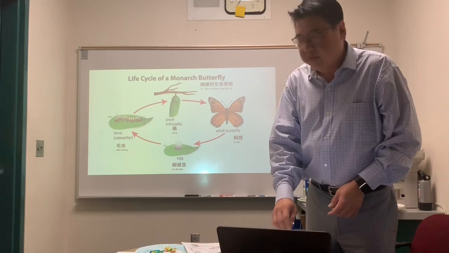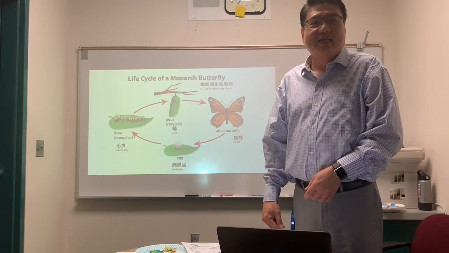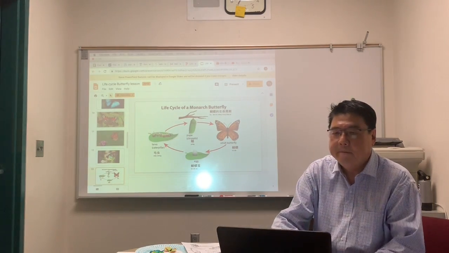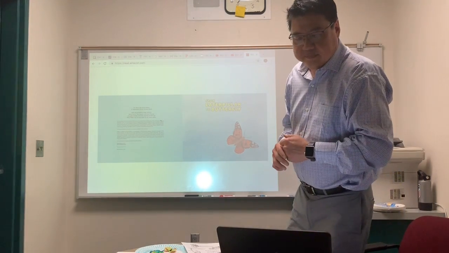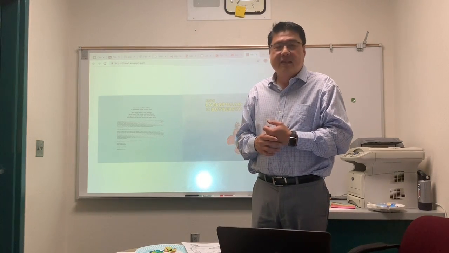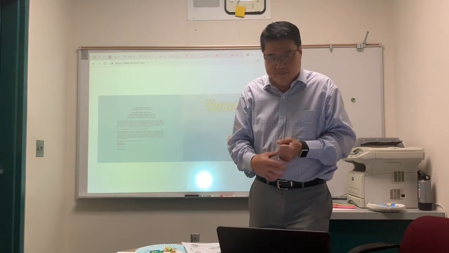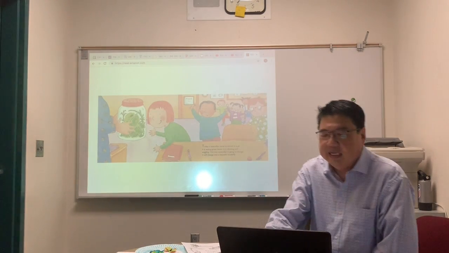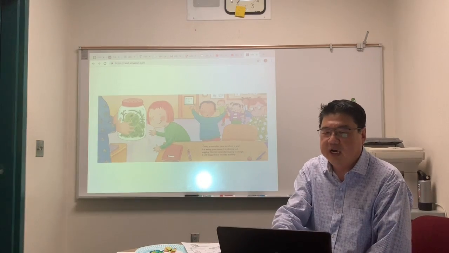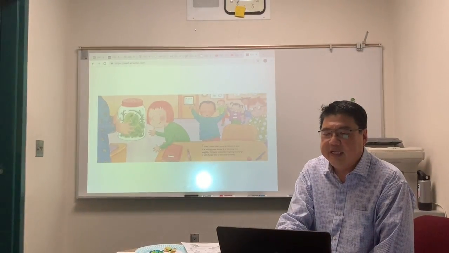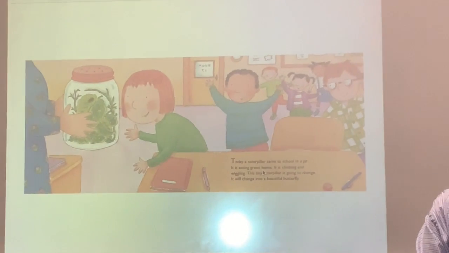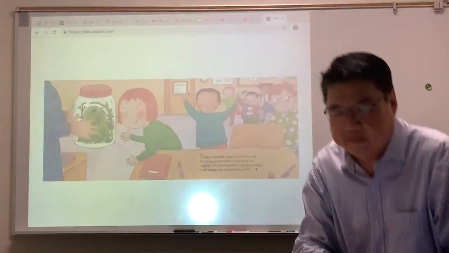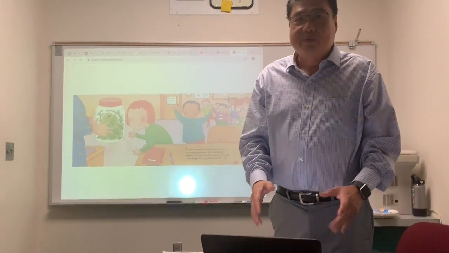Now let me read you a book, maybe so that you guys will understand this a little bit better. Let's read a book called From Caterpillar to Butterfly. Today, a caterpillar came to school in a jar. It is eating green leaves. It is climbing and wiggling. This tiny caterpillar is going to change. It will change into a beautiful butterfly.